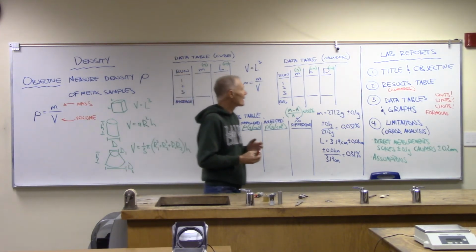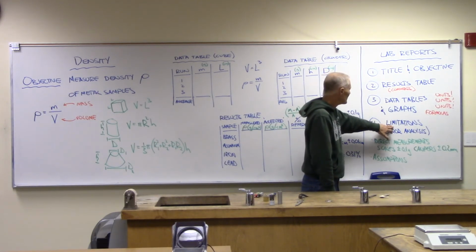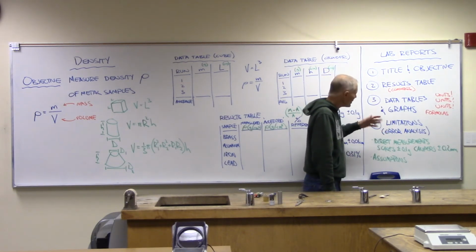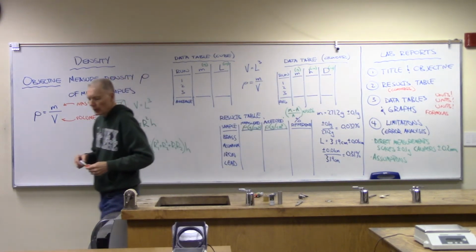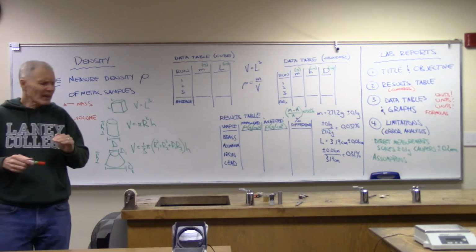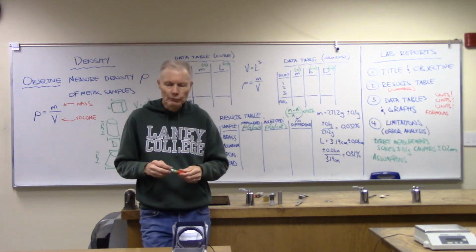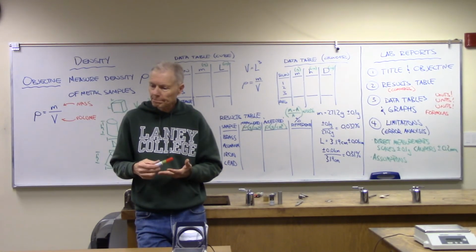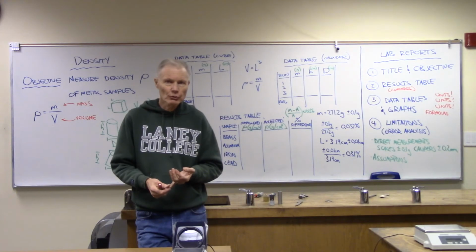Everything needs to be labeled properly. And then finally, the lab report, limitations. This usually goes by the name of error analysis. So now in error analysis, again, this kind of comes back to the idea of what were the measuring devices that we used and what were their limitations.